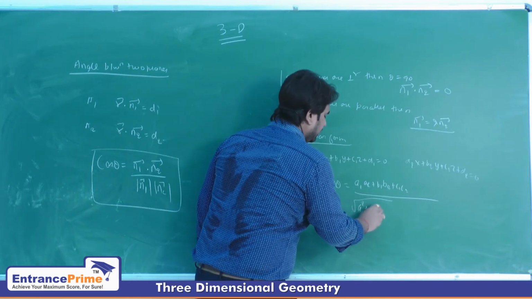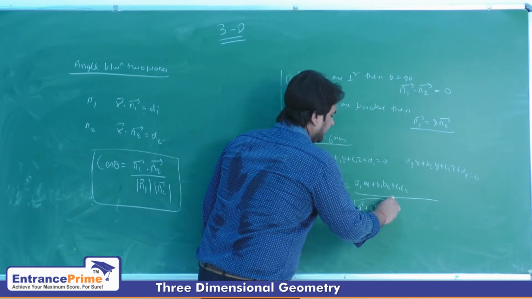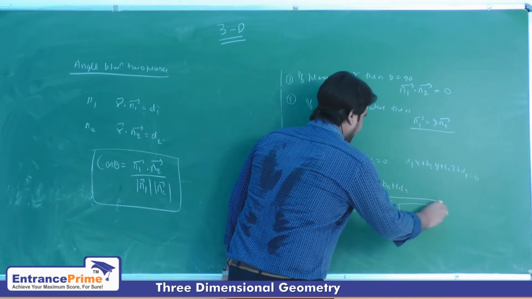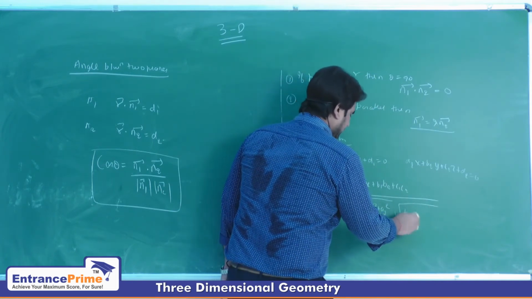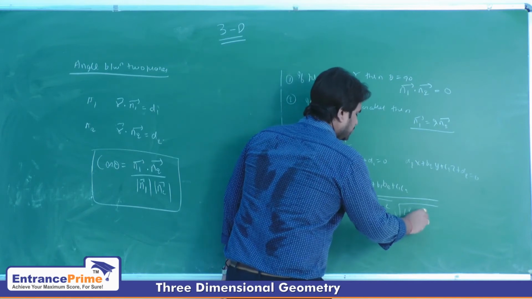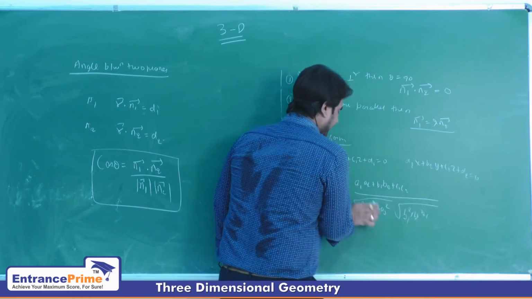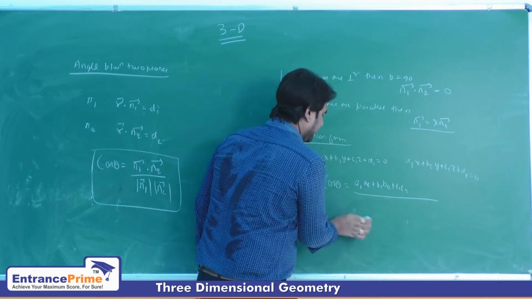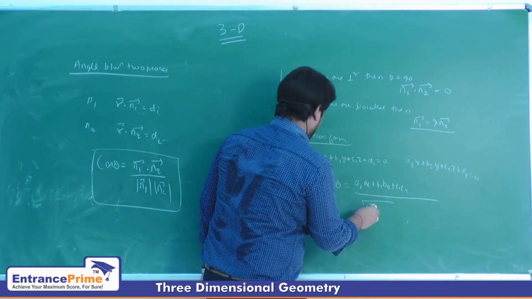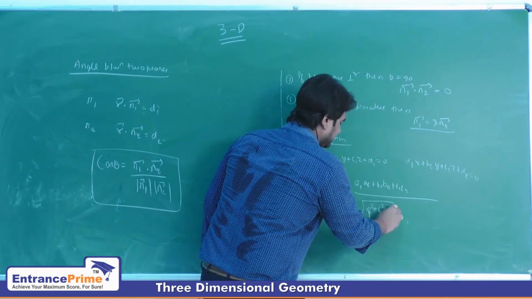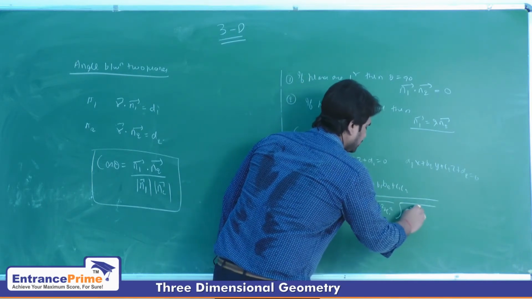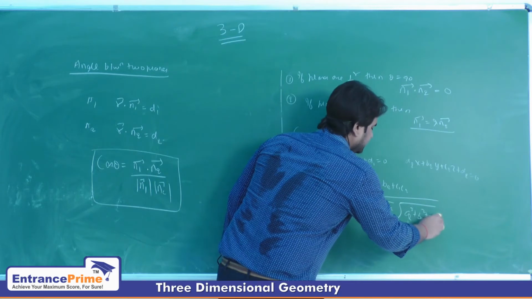a1 square plus under root of a2 square plus under root of a3 square. Okay, into under root of what? b1 square plus b2 square plus b3 square. Okay, it can be written like this. It will become a1 square plus b1 square plus c1 square multiplied by what? a2 square plus b2 square plus c2 square.